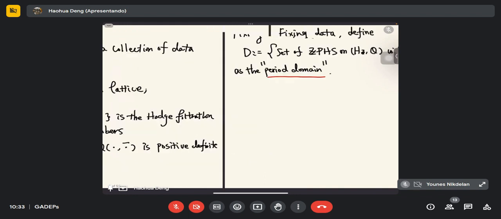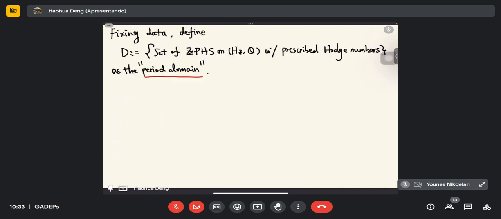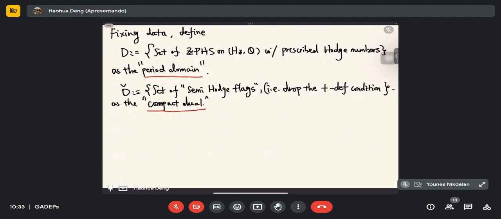For such data, we consider the classifying space of all such integral polarized Hodge structures. We denote by D the classifying space, or period domain, of the set of integral polarized Hodge structures with the prescribed data. As a comparison, we also have its so-called compact dual, D check, which is compact, of course. This is the classifying space of all the semi-Hodge flags. By semi, we mean that we have every condition of a Hodge flag, but drop the positive definite condition. In general, D check is projective, and D is a real open semi-algebraic subset of D check.